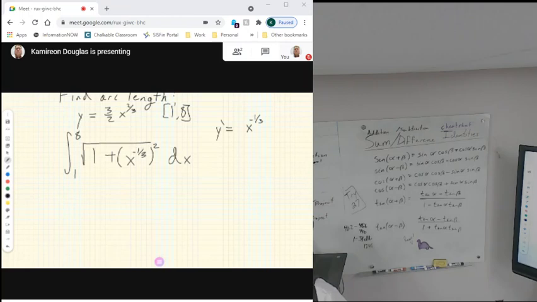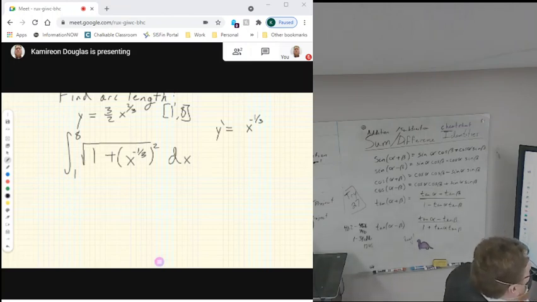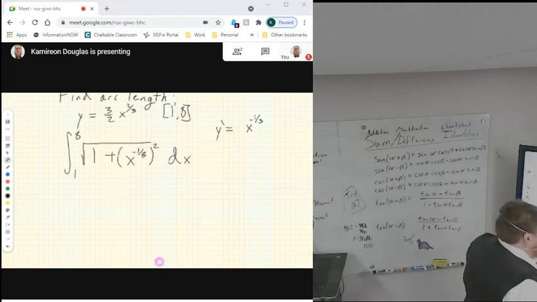See what happens. So, it's a calculator question, so I'm assuming it's a calculator question for an AP test, so I'll grab a calculator out and see what happens. I'm going to integrate this function from 1 to 8 of the square root of 1 plus x to the negative 1/3 power, squared, dx. Here we go.